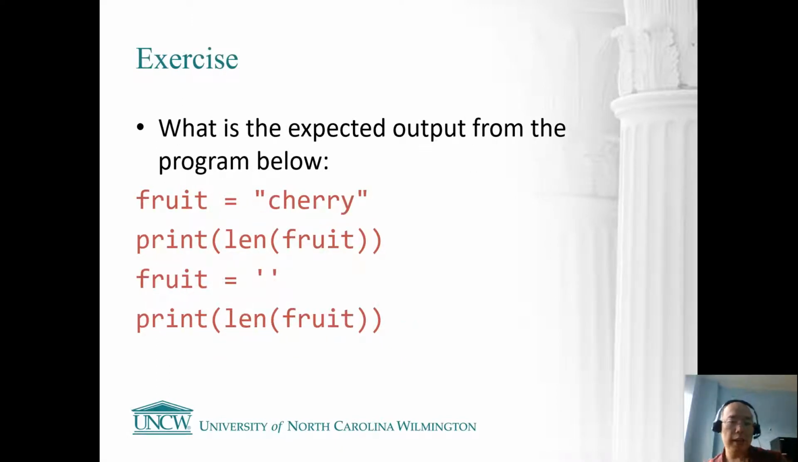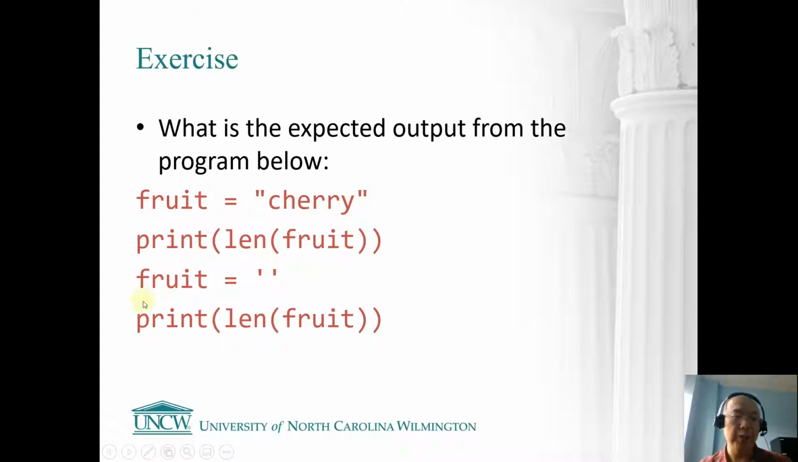And here's a short exercise. If we redefine the fruit to be cherry and then we want to print the length of the fruit, what are we going to get? We are going to get 6 again, because in cherry there are a total of 6 characters.